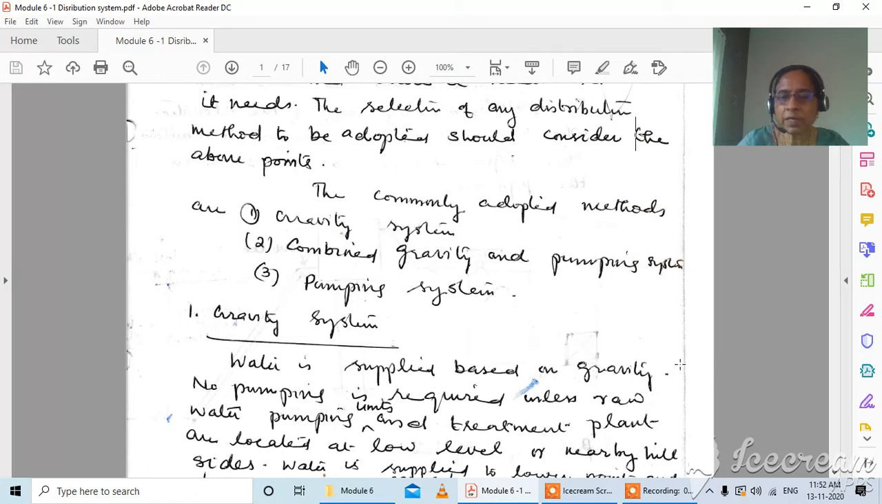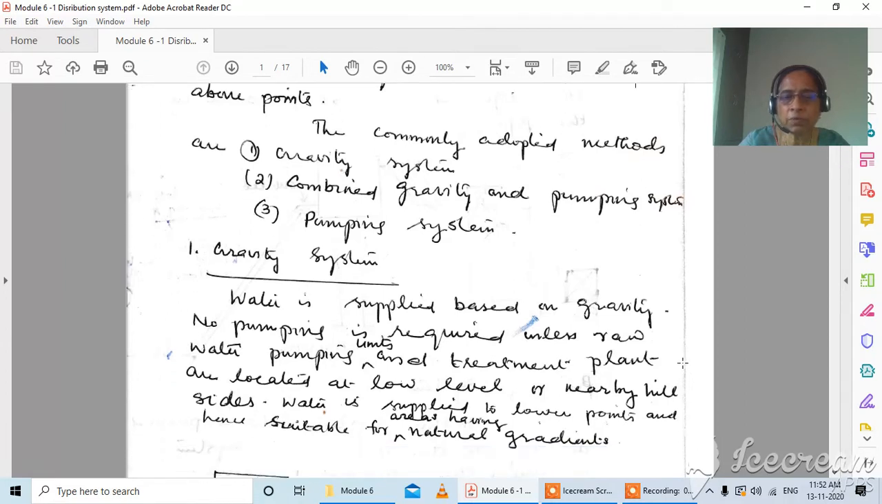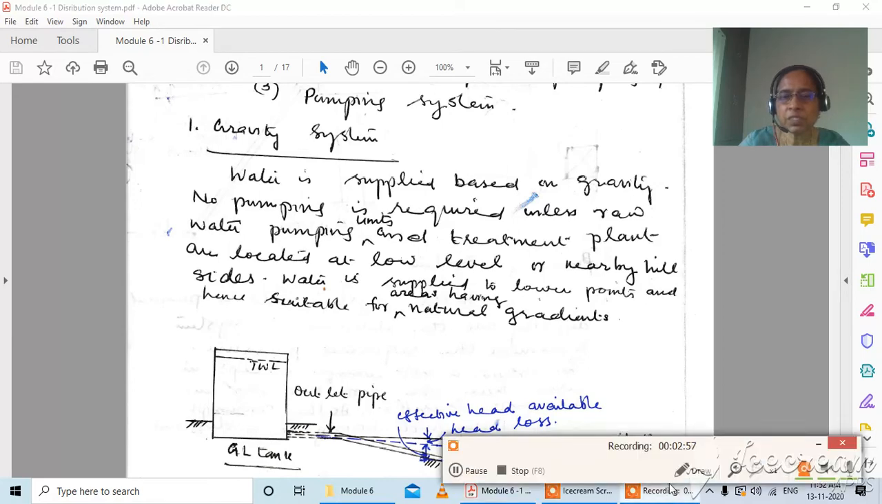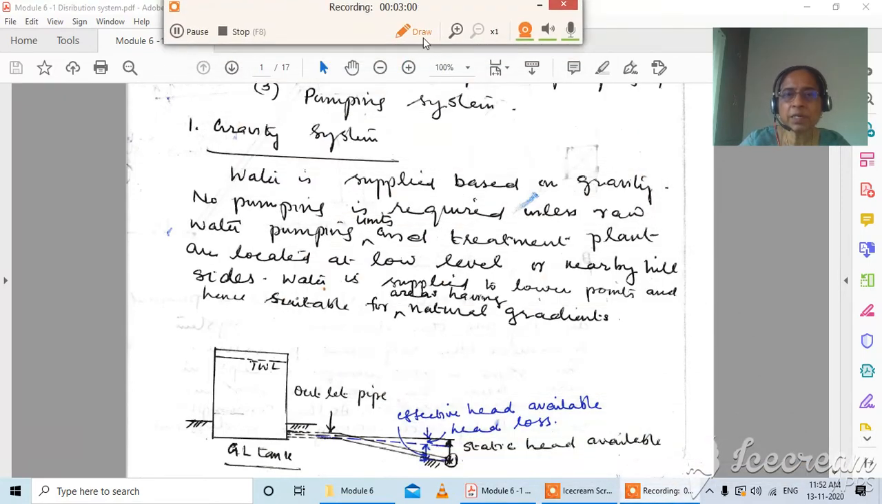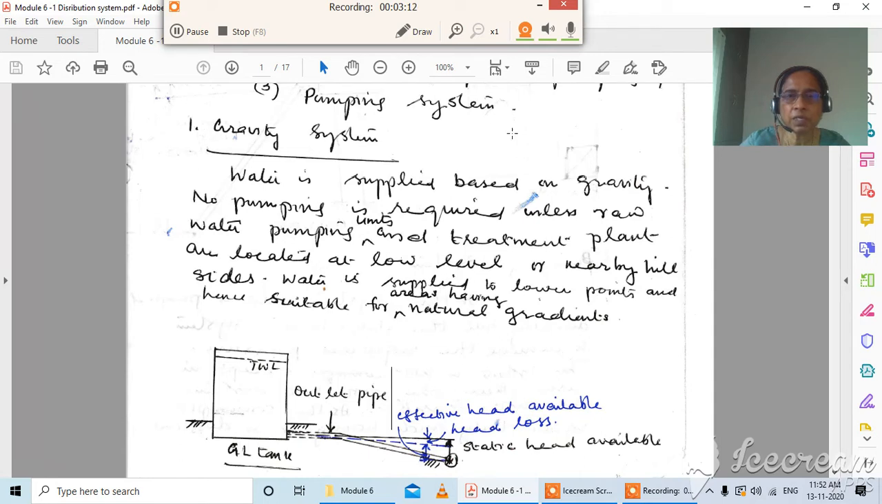No pumping is required unless the raw water pumping units and treatment plant are located at a low level or nearby hillsides. Water is supplied to lower points and is suitable for areas having a natural gradient. So what is explained here, this is a small picture, a schematic drawing. Here you can see that this is the ground level reservoir where we store the water.